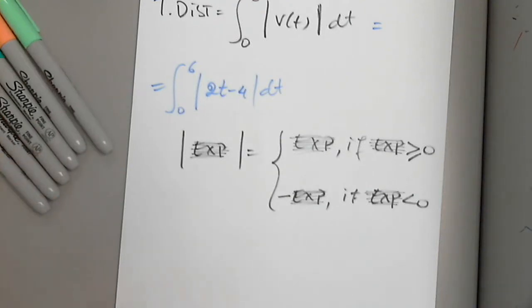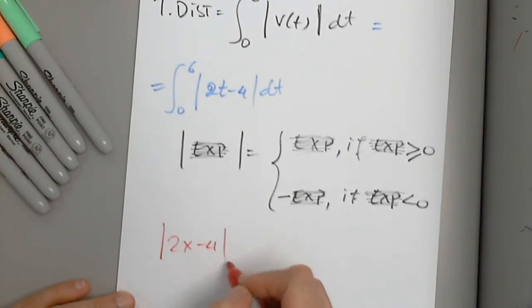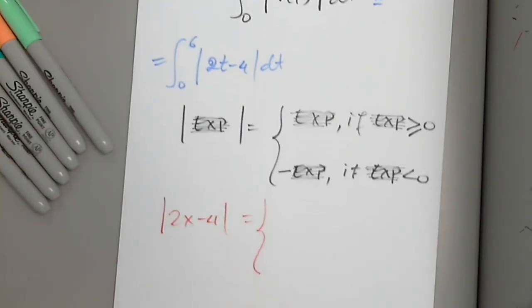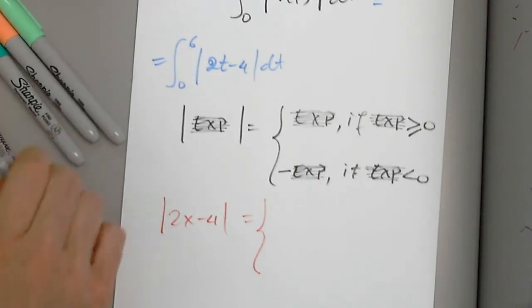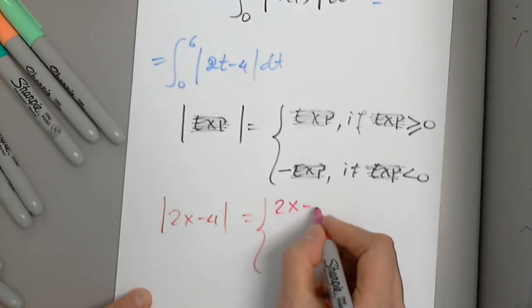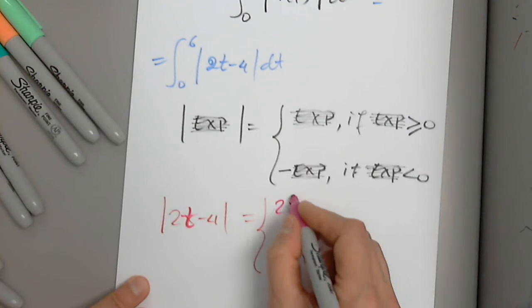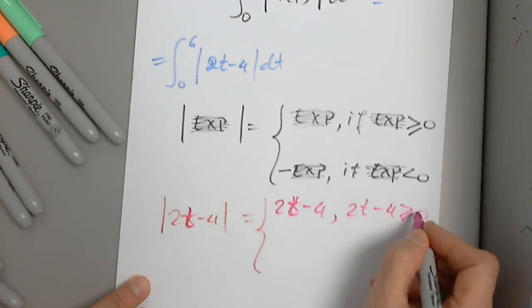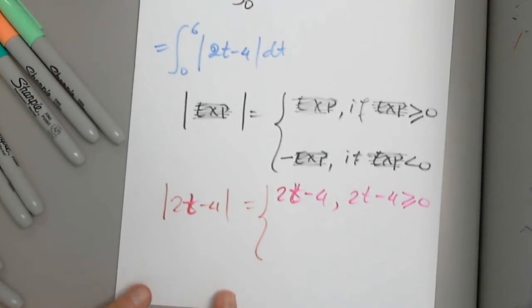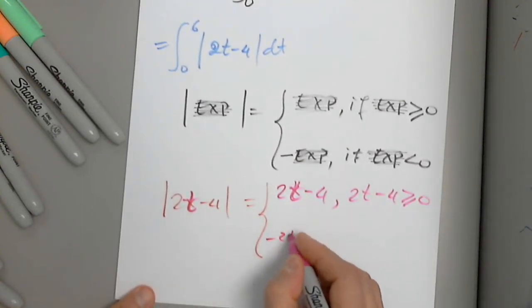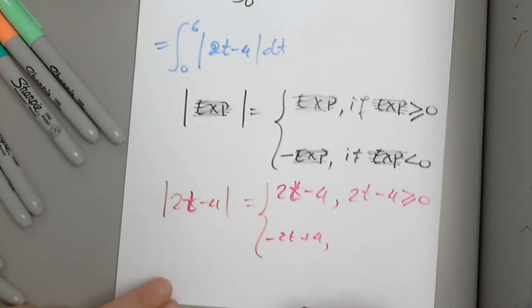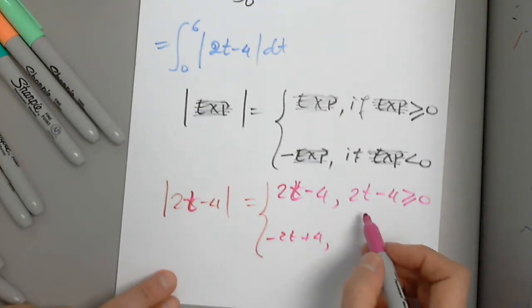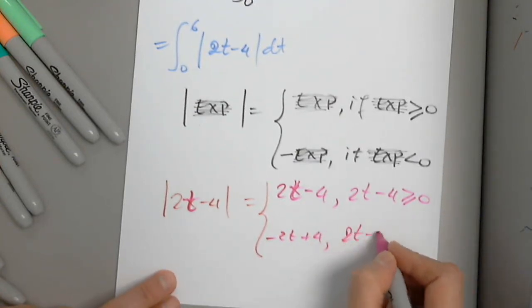So then, the absolute value of 2t minus 4, can anyone dictate? Don't calculate anything, just dictate the preliminary step. It's positive 2t minus 4, if t is greater than... You're right, it was t. Sorry, thank you. 2t minus 4 if 2t minus 4 is greater than or equal to 0, excellent. And negative 2t plus 4, because let's distribute, if 2t minus 4 is less than 0. Very good.